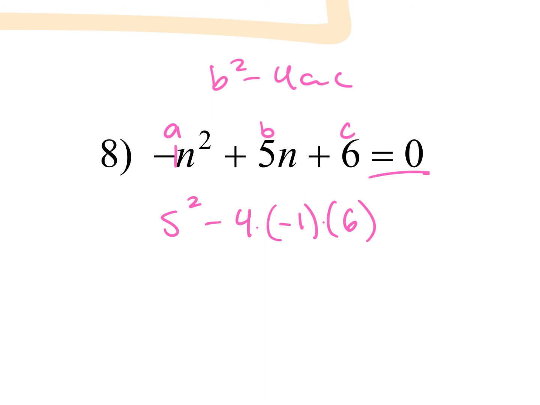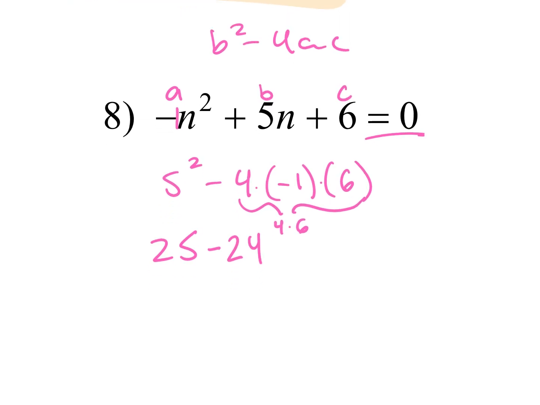What is 5 squared? 25. Then we have to multiply all of these together first because we have to follow PEMDAS. What's negative 4 times negative 1? 4. And 4 times 6? 24. So 25 minus 24 is what? Oh, is it minus or plus here? It should be plus. It's positive 24. So 25 plus 24. 49. So if it's a positive number, how many solutions do we have? 2 real solutions.